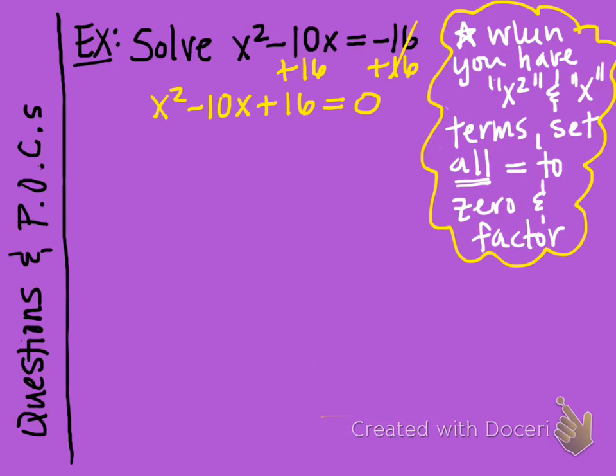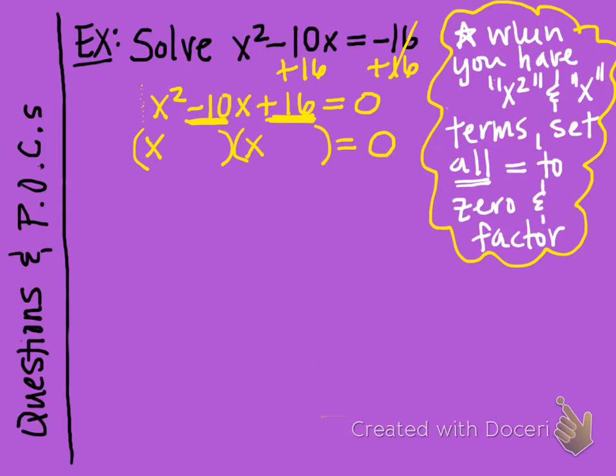Now on the left, I've got a quadratic trinomial. Trinomial means we have 3 terms, and that usually simplifies pretty easily into 2 binomials. Because the coefficient of my x squared term is a 1, there's an invisible 1 there, I get to put x and x here. I'm going to look at my 16 and think, okay, what 2 numbers multiply to make 16 but add to make negative 10? So those 2 numbers have to be negative so that they add to make a negative 10.